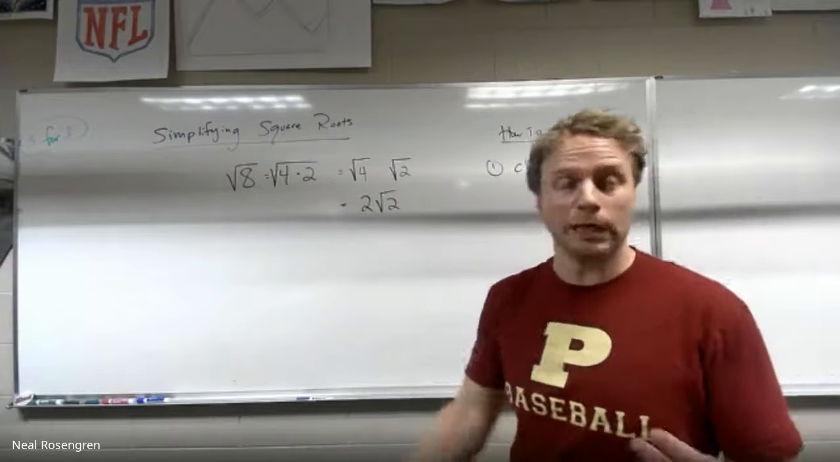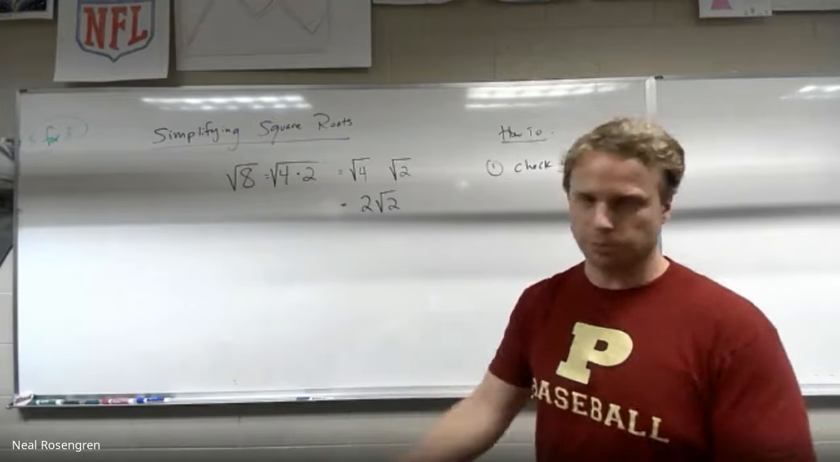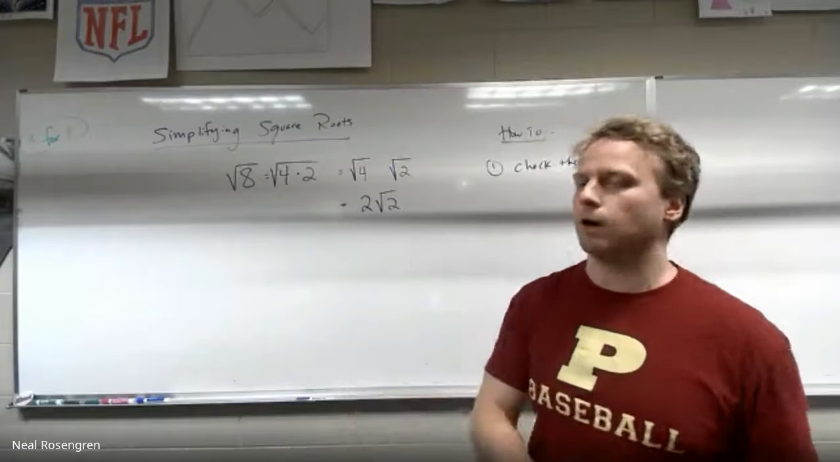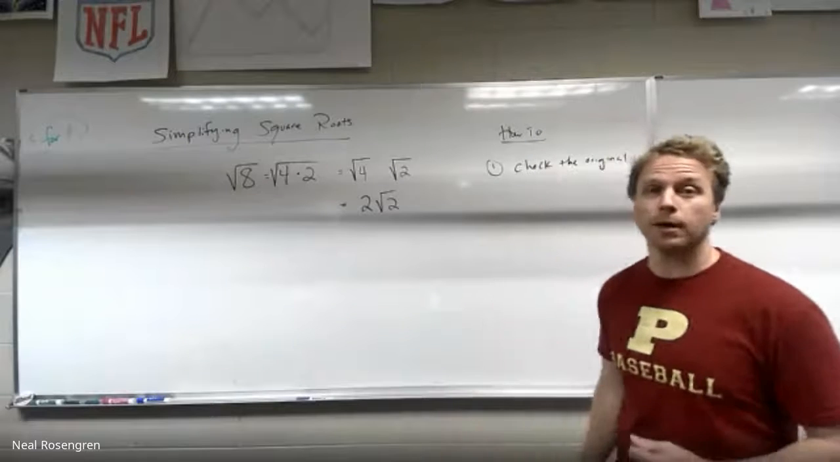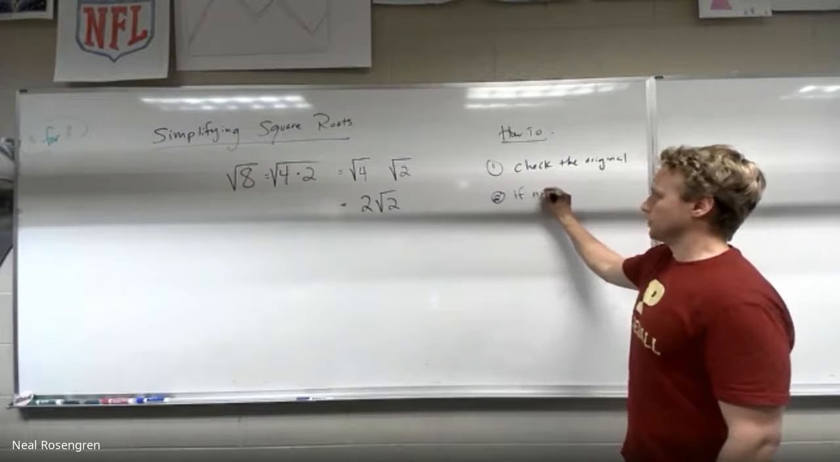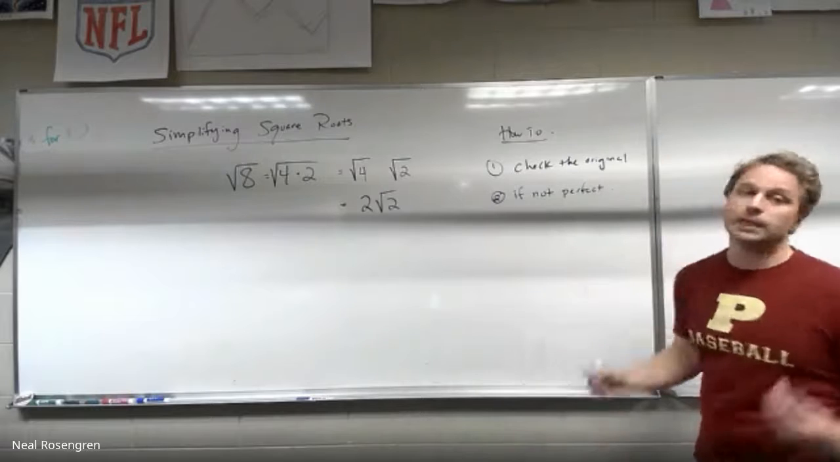Okay, if it's really nice, then I'm done, right? Square root of 9, okay, 3. My square root is now simpler. Square root of 25, okay, 5, right? Because it's perfect, and I can just do it that way. But if it's not perfect, then we've got to keep going.